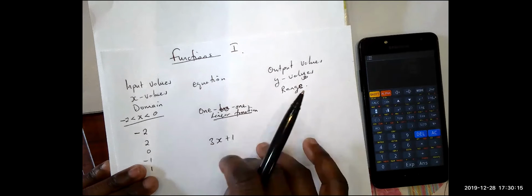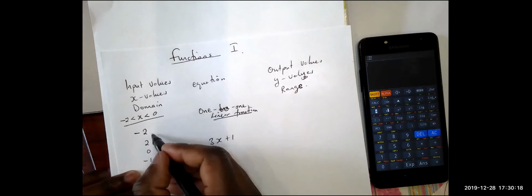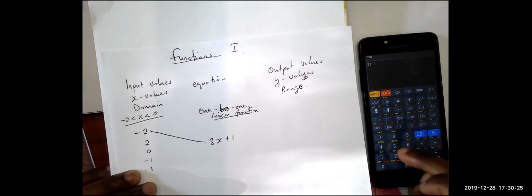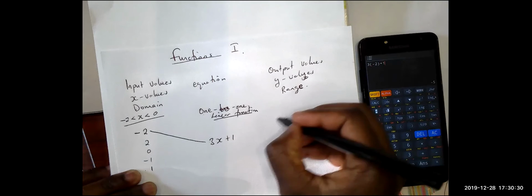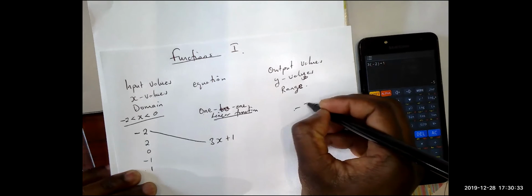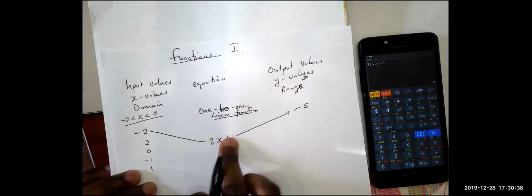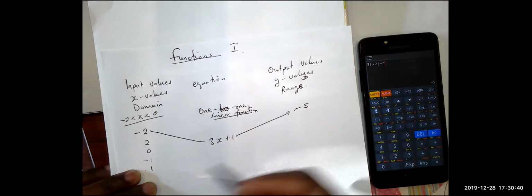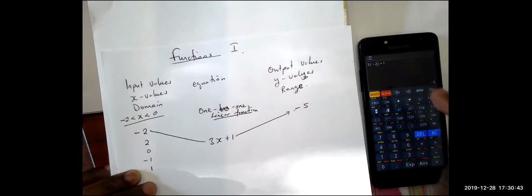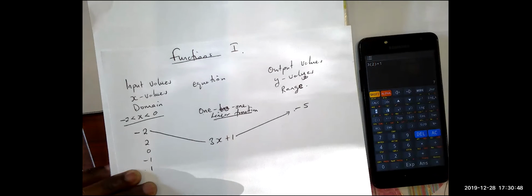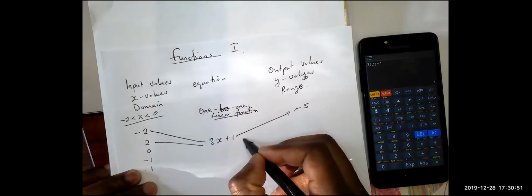What we're going to do now is called mapping. So let's put negative 2 there. When x equals negative 2, what do we get? 3 times negative 2 plus 1. We get negative 5. So that's our output here. Then if we put 2 there, if x is positive 2, what do we get? We get a 7.